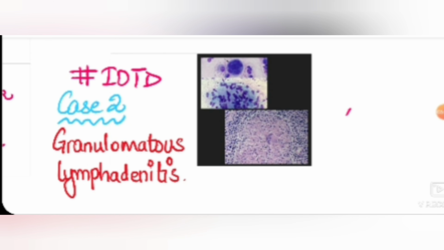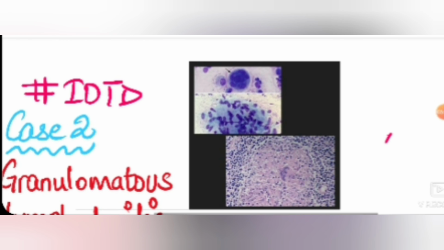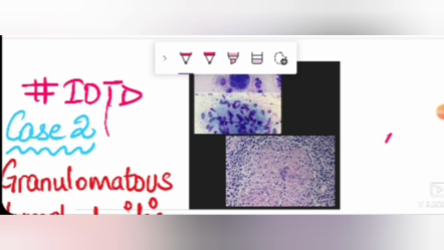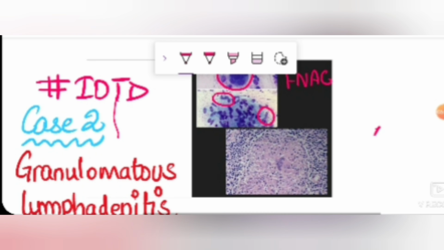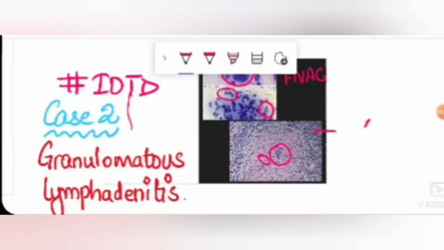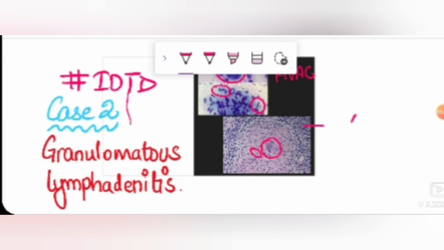It is granulomatous lymphadenitis. For your quick revision, here you can very well appreciate a giant cell. Here you could see those slipper-shaped epithelioid cells. So this was the finding that you saw on FNAC. On biopsy, you could again appreciate giant cells. You could see epithelioid cells. You could see the lymphocytic collar. So yes, this is a case of granulomatous lymphadenitis.